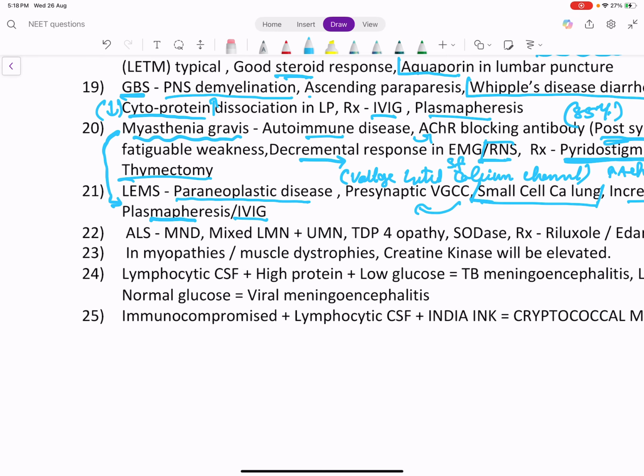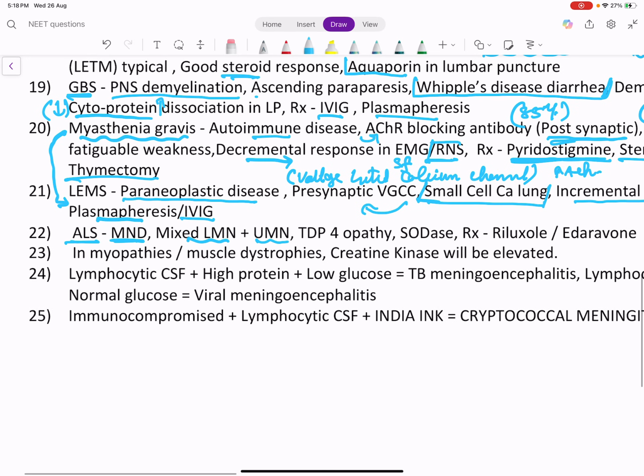Now the next pure motor disease is a motor neuron disease. The most common motor neuron disease is amyotrophic lateral sclerosis. Here we have mixed LMN and UMN pattern. There are MNDs with pure LMN. There are MNDs with pure UMN. ALS is a UMN plus LMN disease.